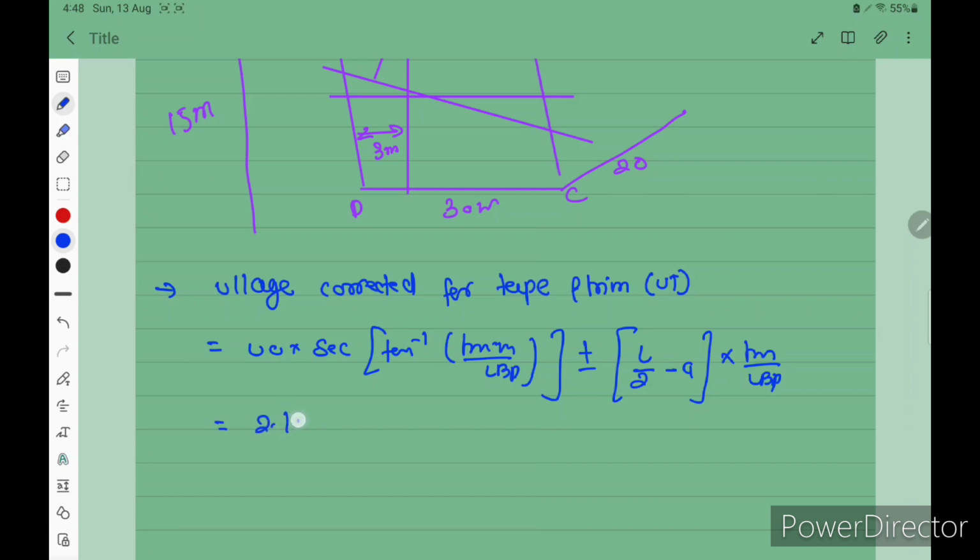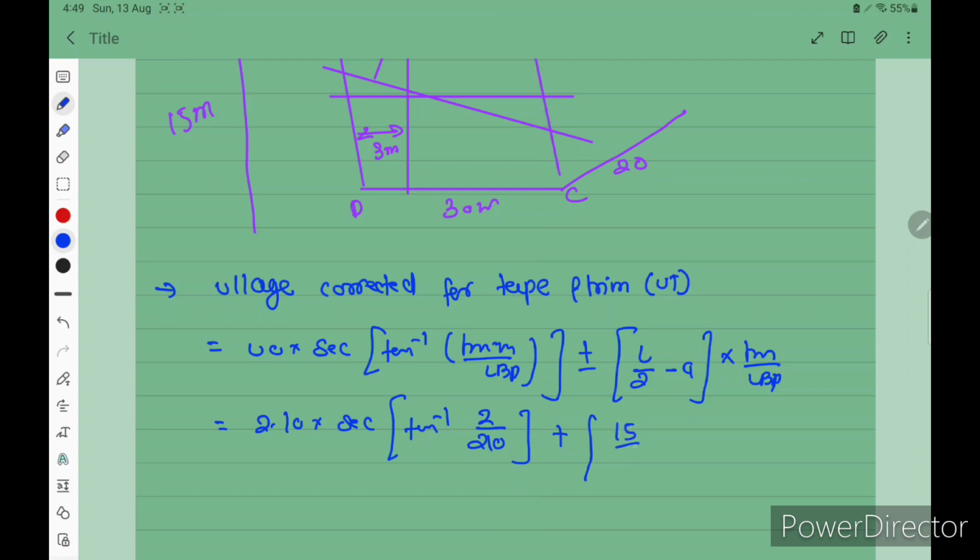Put the value 2.10 into sec tan inverse, trim 2 divided by LBP. So the vessel is trimmed by the stern, and the location of the ullage port is also on the aft stern side, so it will be positive because of the same sides. If it is opposite, then we use the minus.